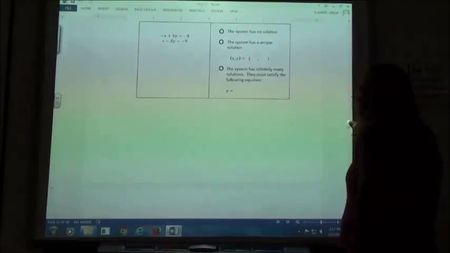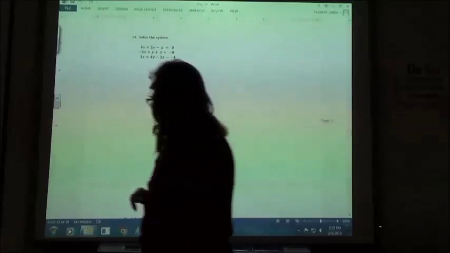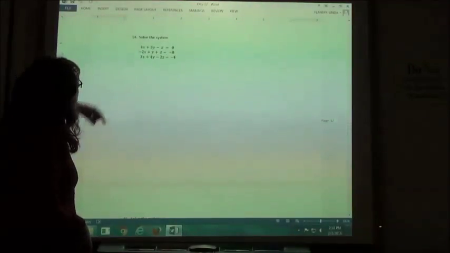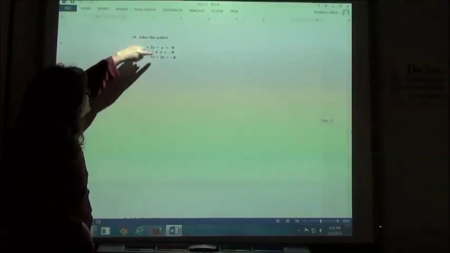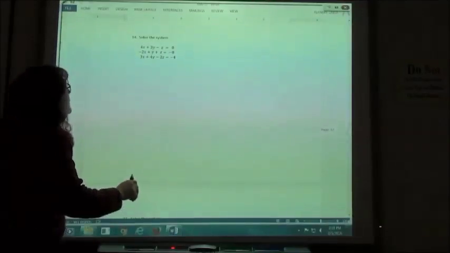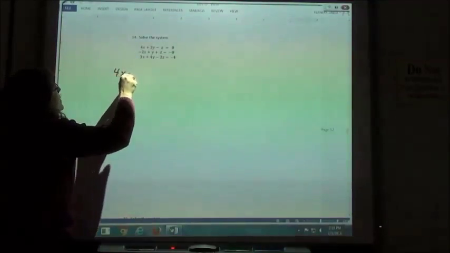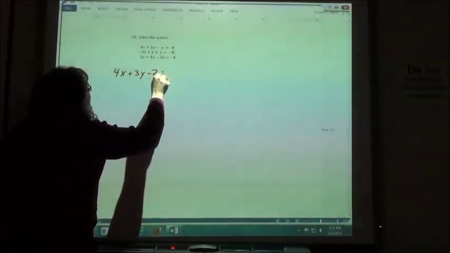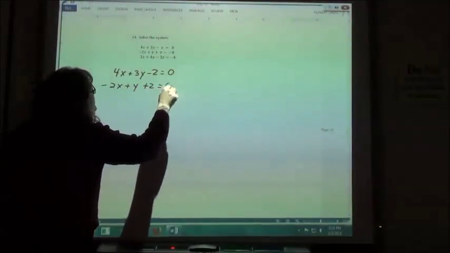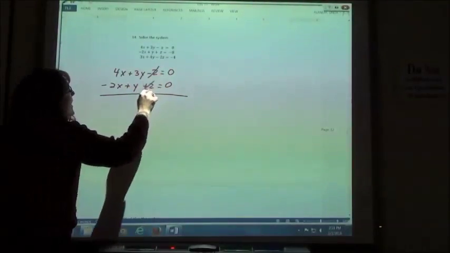So if we go to number 14 here, solving our system of equations. 4x plus 3y minus z equals 0, negative 2x plus y plus z equals negative 8, 3x plus 4y minus 2z equals negative 4. Again, I notice if I use the first 2 equations, my z's are opposite, so I'm going to go ahead and eliminate my z's. And so if I have 4x plus 3y minus z equals 0, and negative 2x plus y plus z equals negative 8, and I add them, z's are going to cancel out.